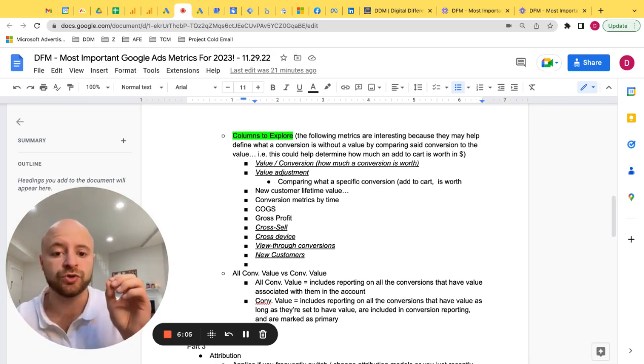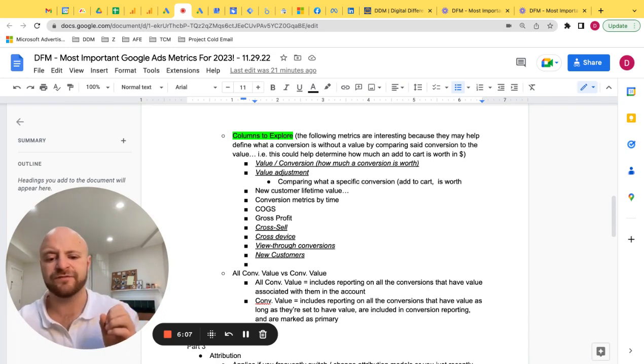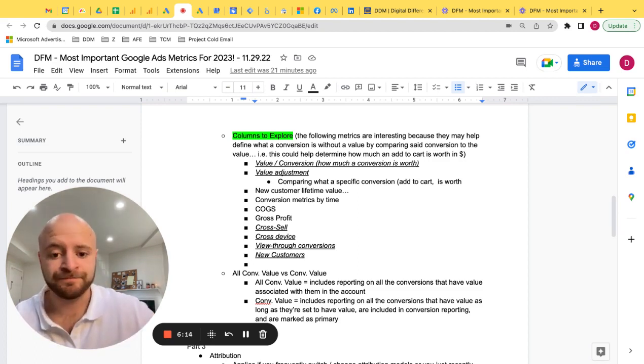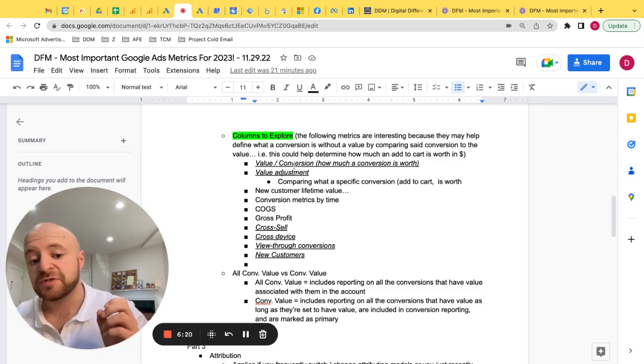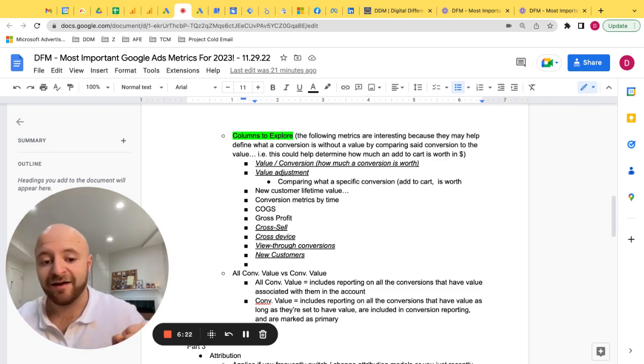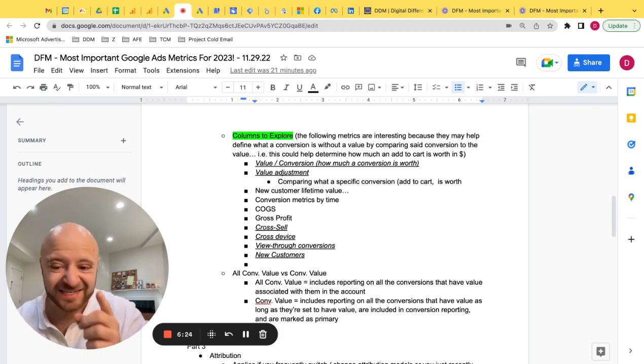And for Google to put some of these metrics in here is very, very interesting. I don't know how accurate it's going to be, but I like it. So value over conversion, that's how much a conversion is worth. Value adjustment, comparing what a specific conversion like add to cart is worth. That's the real interesting one that I'm curious to explore.